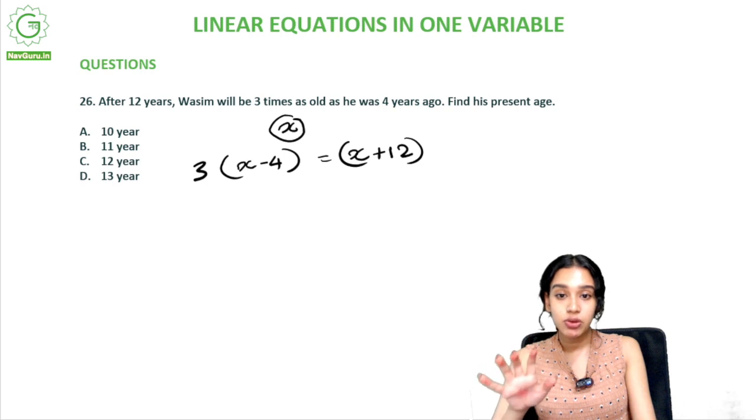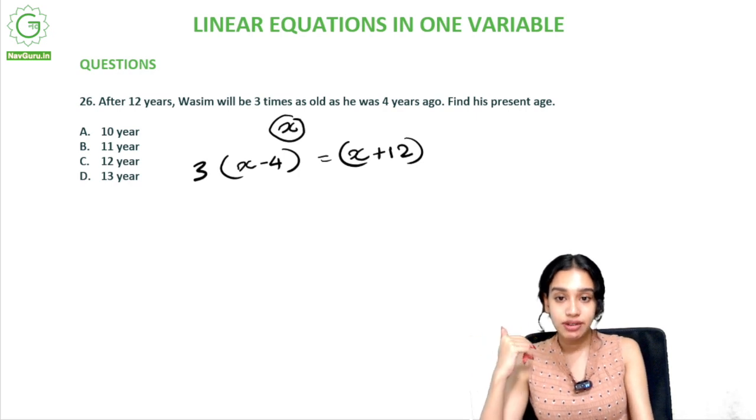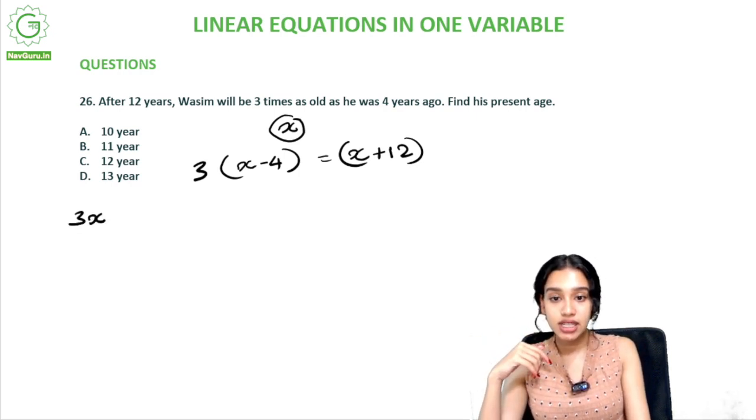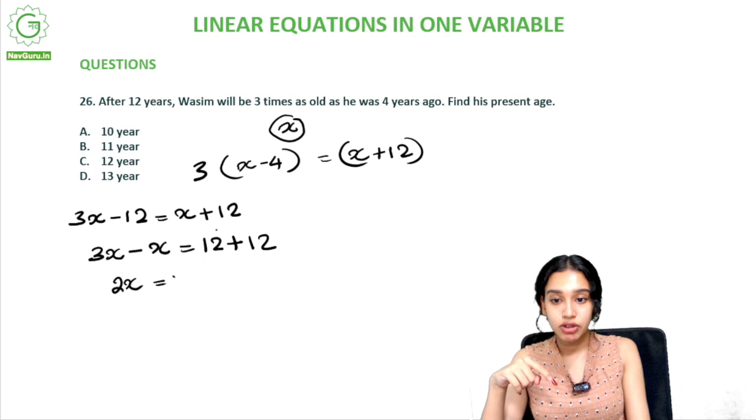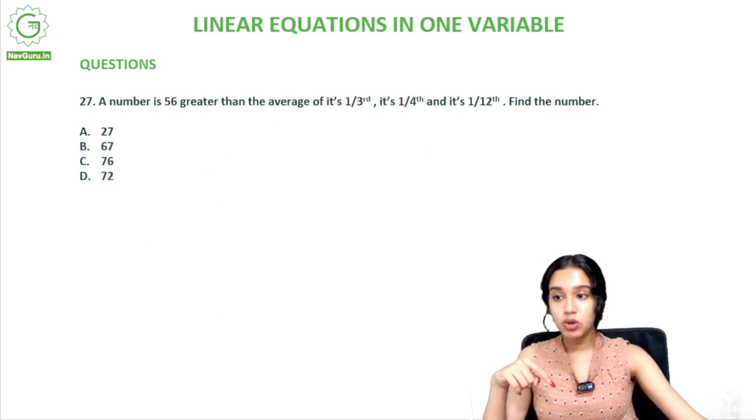That is 3 times the age of Wasim when he was 4 years back is equal to his age after 12 years. So, let's solve this equation now, which is 3x minus 3 fours are 12 is equal to x plus 12, right? So, plus 12 and minus 12 would cancel out, no, it won't cancel out, we have different signs. So, we have 3x, we'll take it on this side, minus x is equal to 12 plus 12, right? So, 3x minus x is 2x is equal to 12 plus 12 is 24, and x becomes 12. So the current age of Wasim is 12 years old. Now let's move on to the next question.